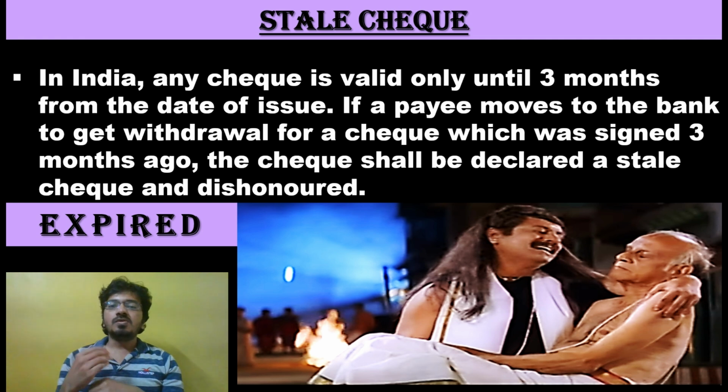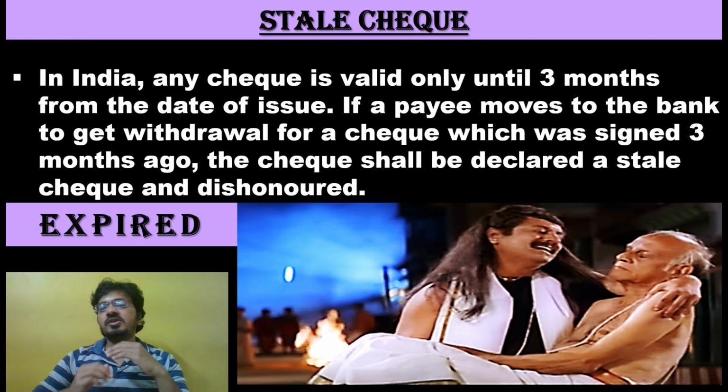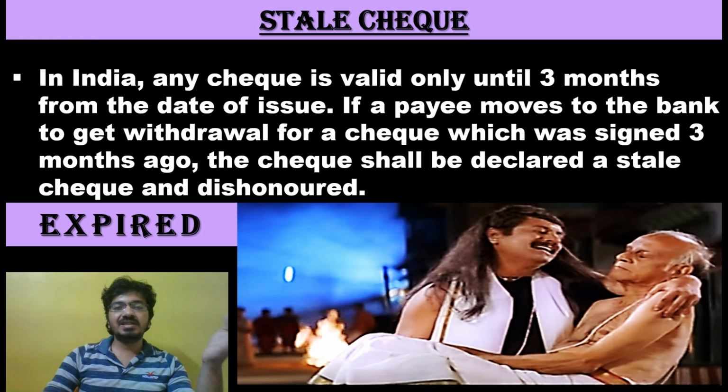If a person goes to the bank with a check which expired yesterday, or after 90 days, it will be termed a stale check or invalid check and the payment will be denied. In check terms, it is termed dishonoring of payment, dishonoring of checks. That means cancellation of checks. Okay, so this is a stale check.